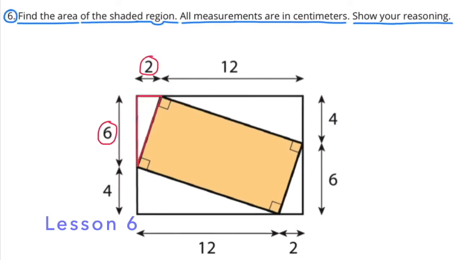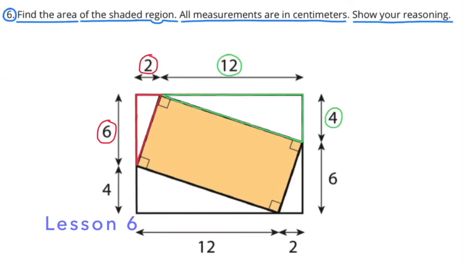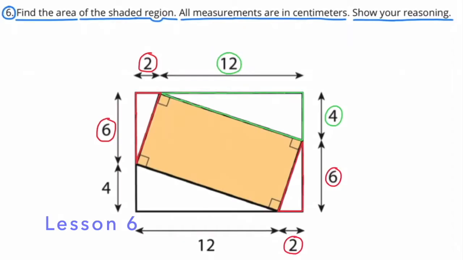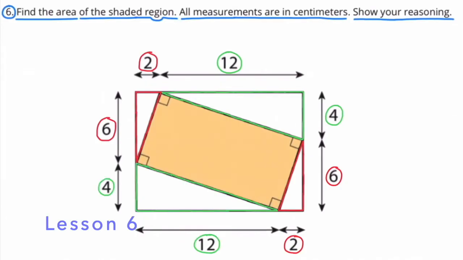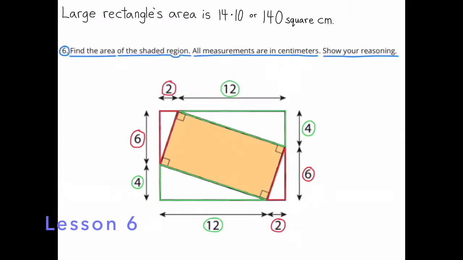The dimensions for this small triangle are 2 by 6. This larger triangle has dimensions 4 by 12. Here's another smaller triangle that's also 2 by 6, and another larger triangle with dimensions 4 by 12. We can use these dimensions to help us figure out the height and the base of the larger rectangle. 12 plus 2, or 14 for the base, and 6 plus 4, or 10 for the height. The large rectangle's area is 14 times 10, or 140 square centimeters.